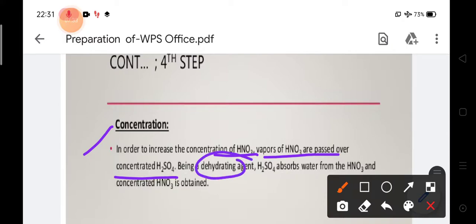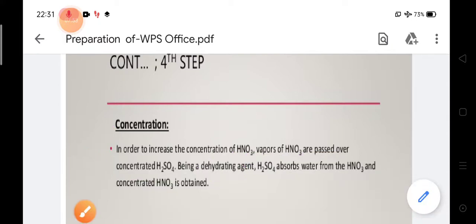As it is a dehydrating agent, it will absorb the moisture from the HNO3 and increase the concentration of HNO3. So by this way we can make sure the HNO3 prepared from this Ostwald process has a higher concentration, by passing the vapor of HNO3 over concentrated H2SO4. As concentrated H2SO4 acts as a dehydrating agent, it will absorb the moisture from the HNO3 vapor and increase the concentration of HNO3 itself.